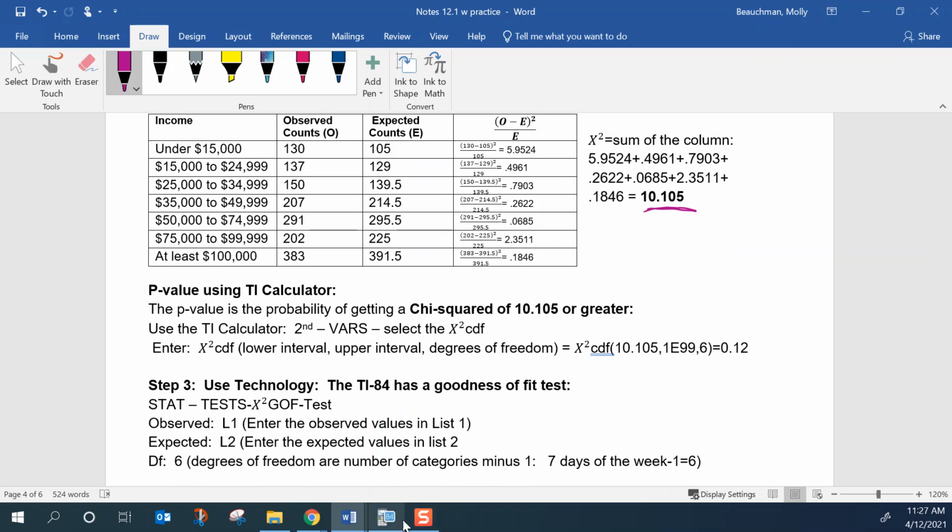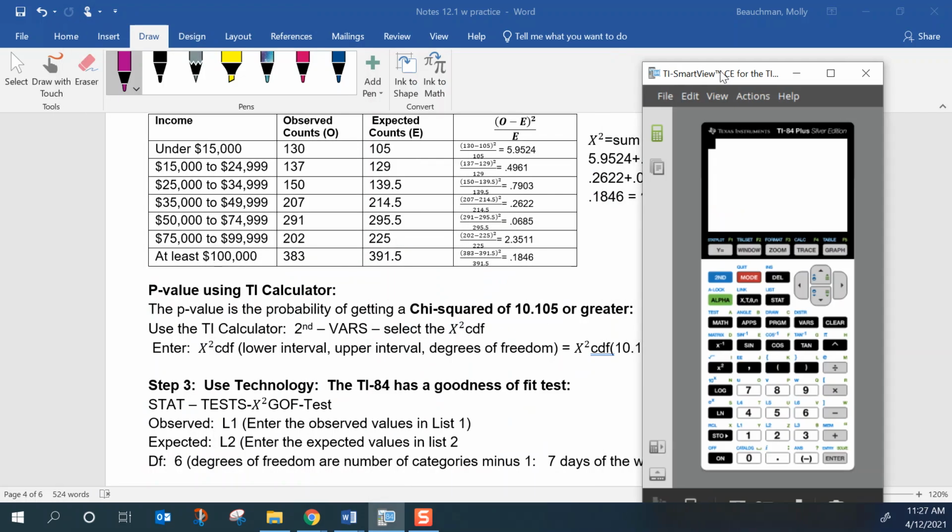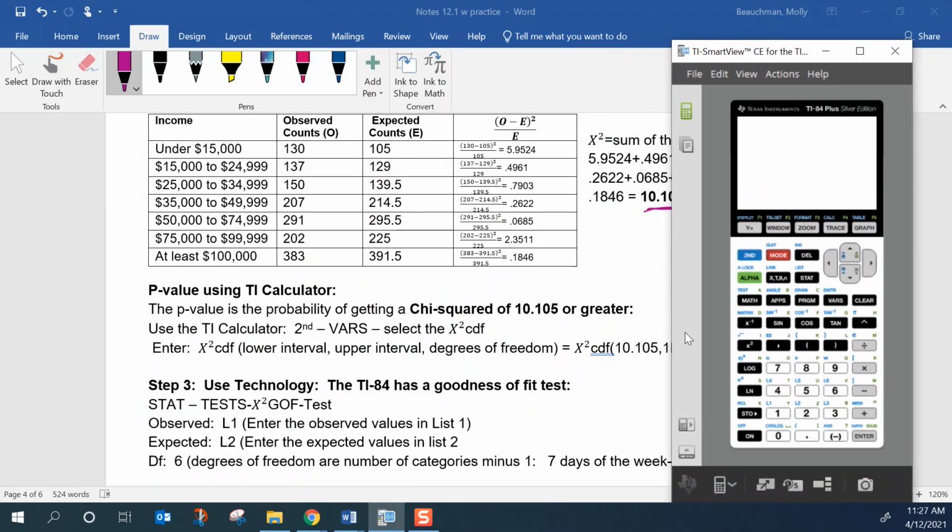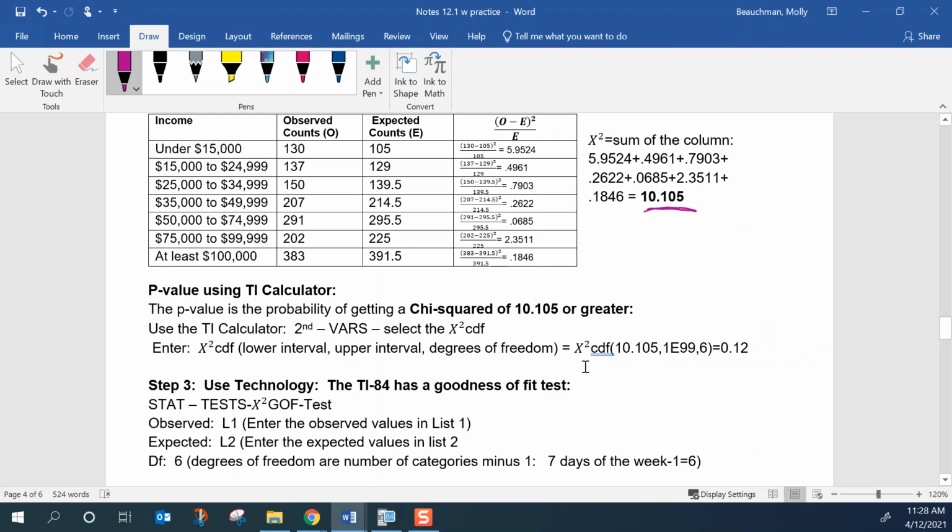If you use the calculator, you would use second, go to the distributions. There is a chi-squared distribution, CDF, in here. The lower would be 10.105, because we want to know the area to the right of 10.105. Upper would be infinity. And the degrees of freedom for this one is the number of rows that you have minus 1. So we have 1, 2, 3, 4, 5, 6, 7 rows. So the degrees of freedom would be 6. And we get an area of 0.1203.